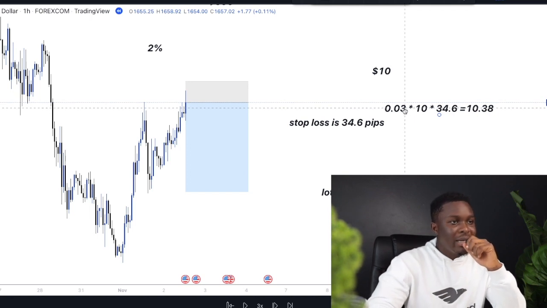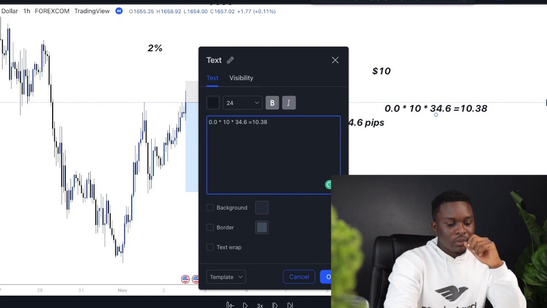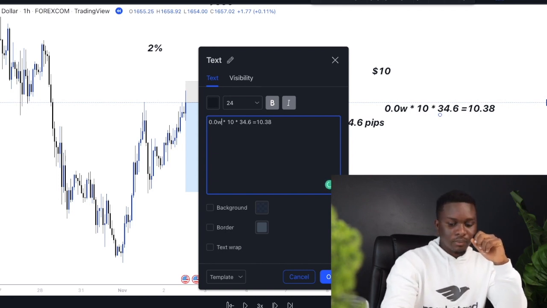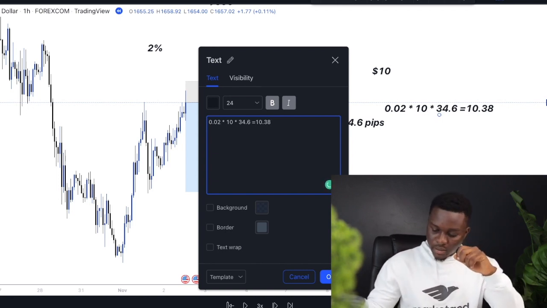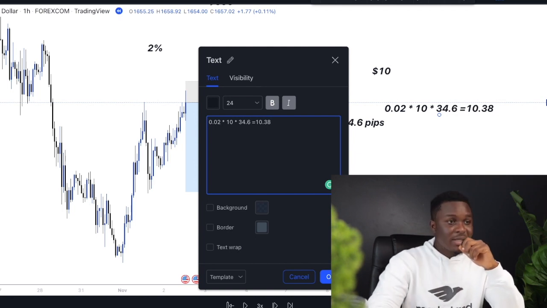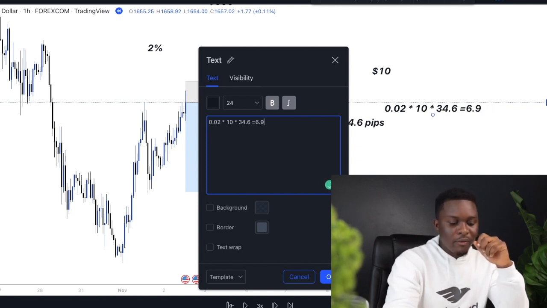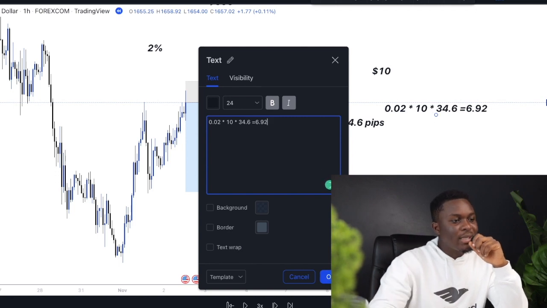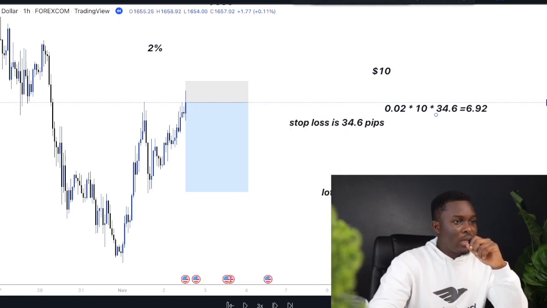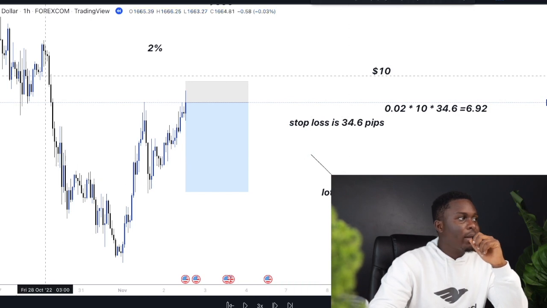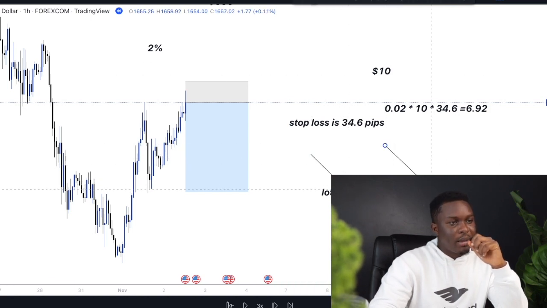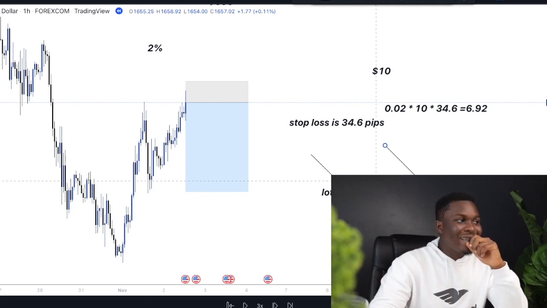If you're not okay with it, you reduce your lot size, and then this over here is going to give us 0.02 times 10 times 34.6, and this is going to give us 6.92. So you realize that there are two things that change a lot over here, which are the lot size and the number of pips. But this 10 over here is a constant. It's just like a formula.